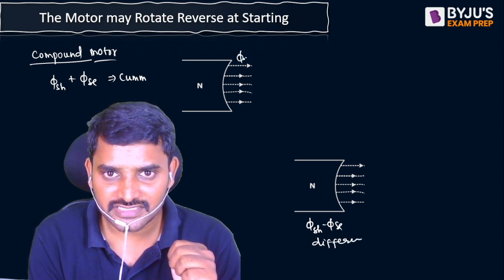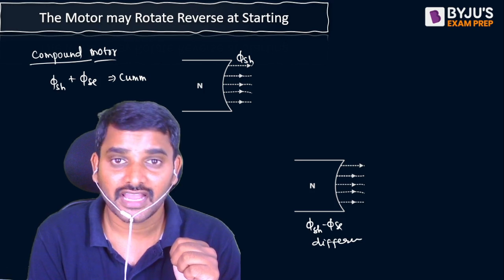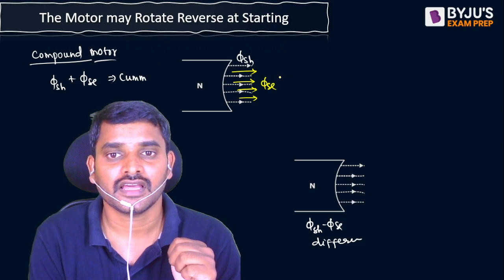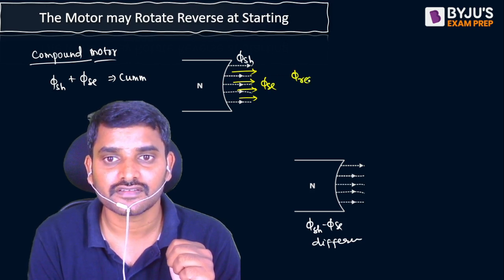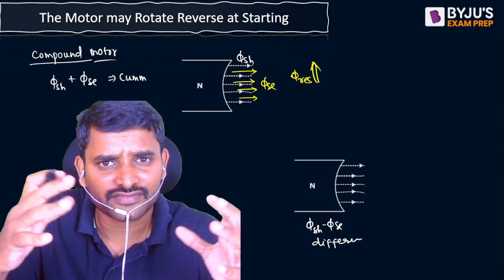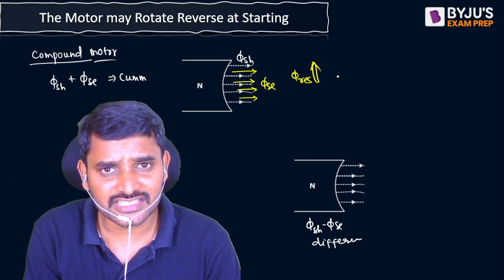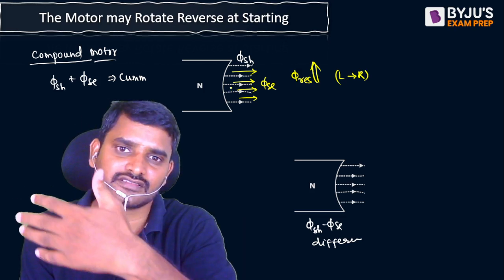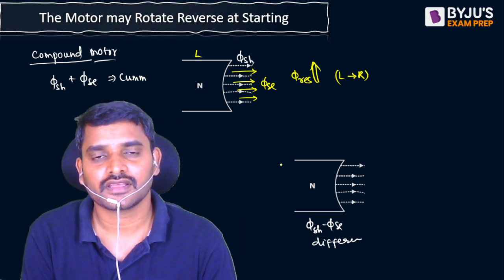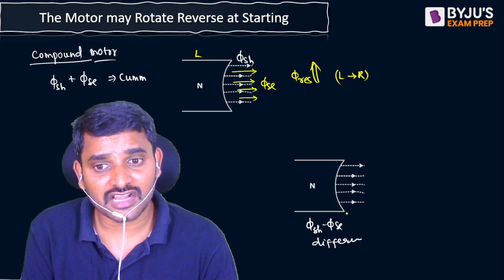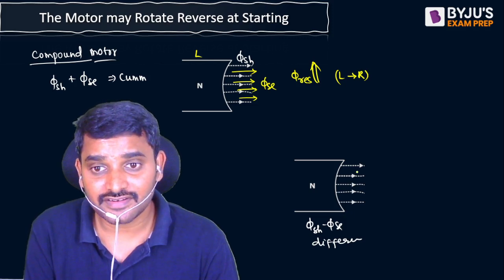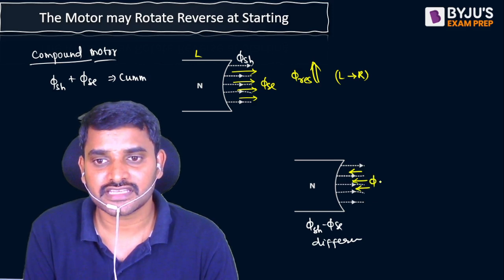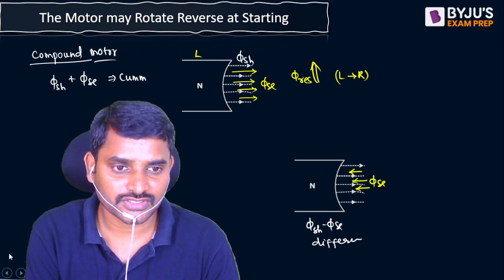If I assume this has shunt field flux and the series field flux is also going to be in the same direction, then the resultant flux is going to be very huge. The magnitude of the resultant flux is going to increase and it is still going to establish from left to right. You see the resultant flux is still from left to right. Now when it comes to a differential compound machine, the series field flux lines are opposite to the shunt field flux lines.